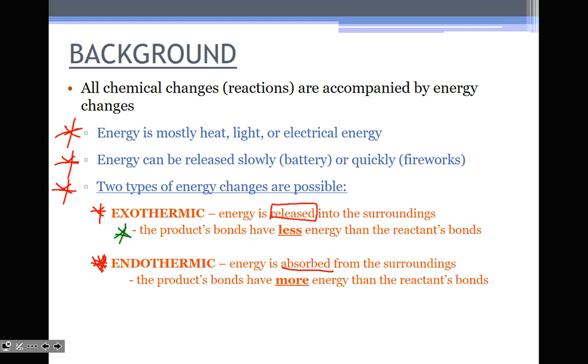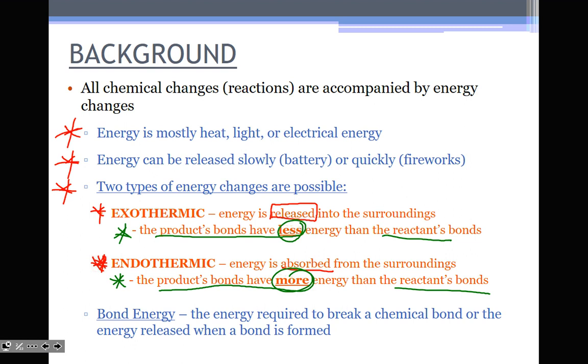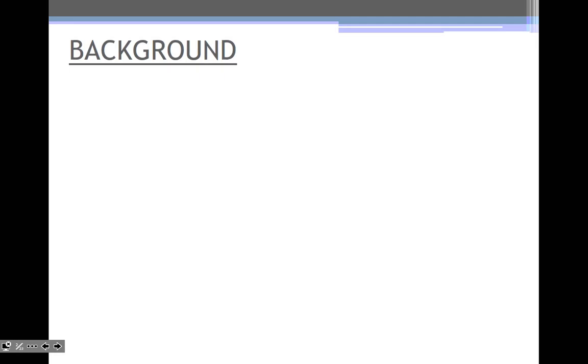In an exothermic reaction, the product's bonds have less energy than the reactant bonds. As compared to an endothermic reaction, the product's bonds have more energy than the reactant bonds. So what is bond energy, kiddos? Bond energy is the energy required to break a chemical bond, so you require energy to break a bond, or the energy released when a bond is formed. So when bonds are being formed, energy is being released. When bonds are being broken, energy is required for that, which makes sense, right?